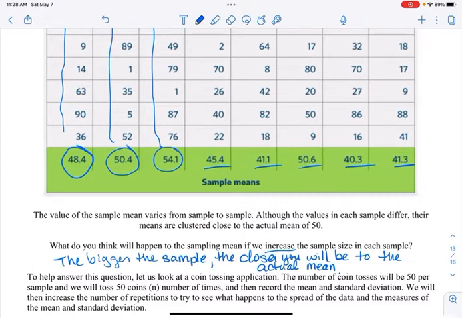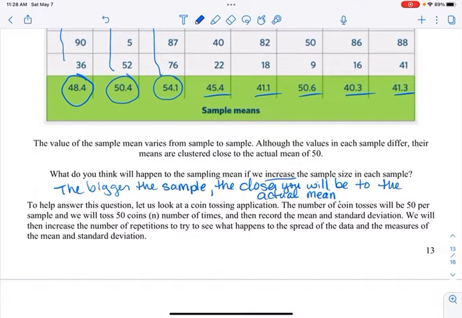To help answer the question, we are going to look at a coin tossing application. The number of coin tosses will be 50 per sample, and you're going to toss 50 coins n number of times. Then record the mean and standard deviation. We'll then increase the number of repetitions to see what happens to the spread of the data and the measure of the mean and the standard deviation. So I'm going to take a coin and toss it 50 times, and I'm going to do that n number of times.